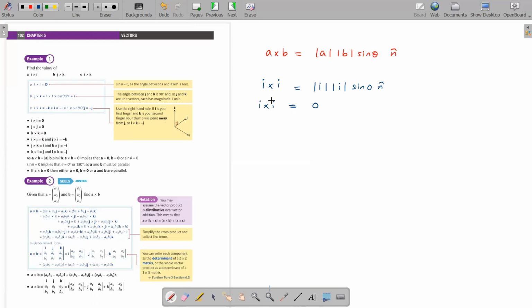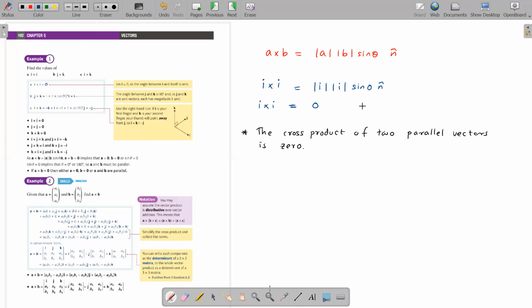The cross product of two parallel vectors. The cross product of two parallel vectors is what? Is 0. So whenever you see two vectors having a cross product of 0, it means those two vectors are parallel.